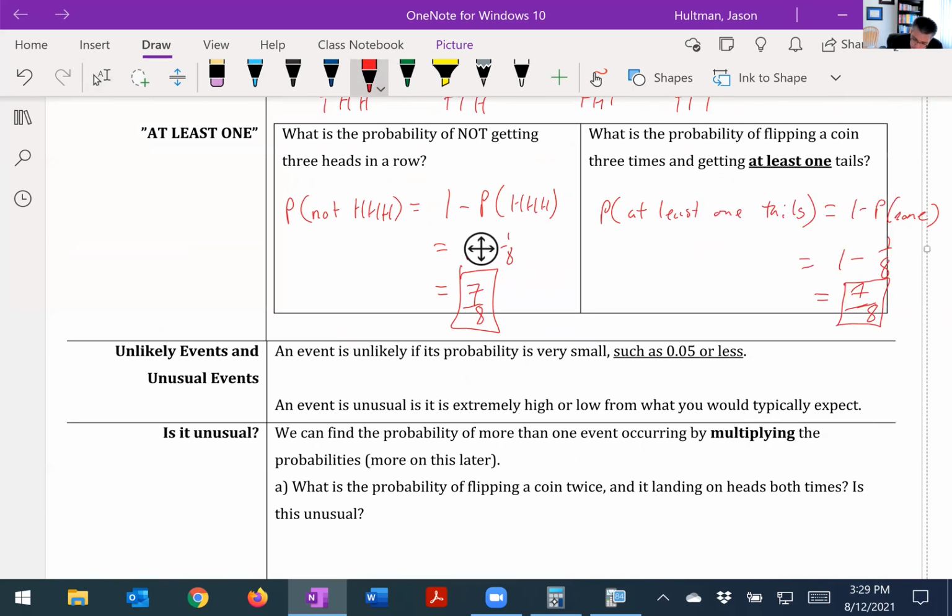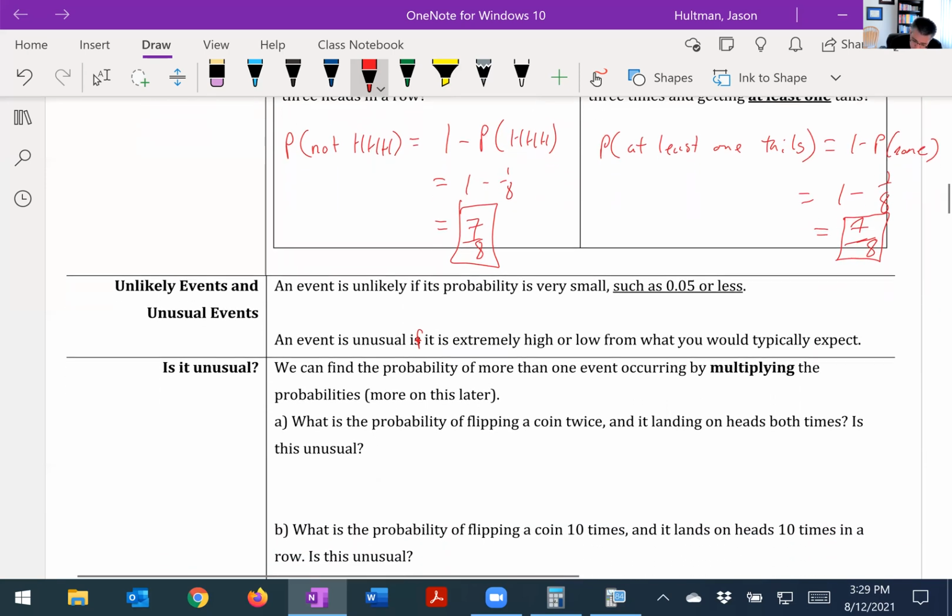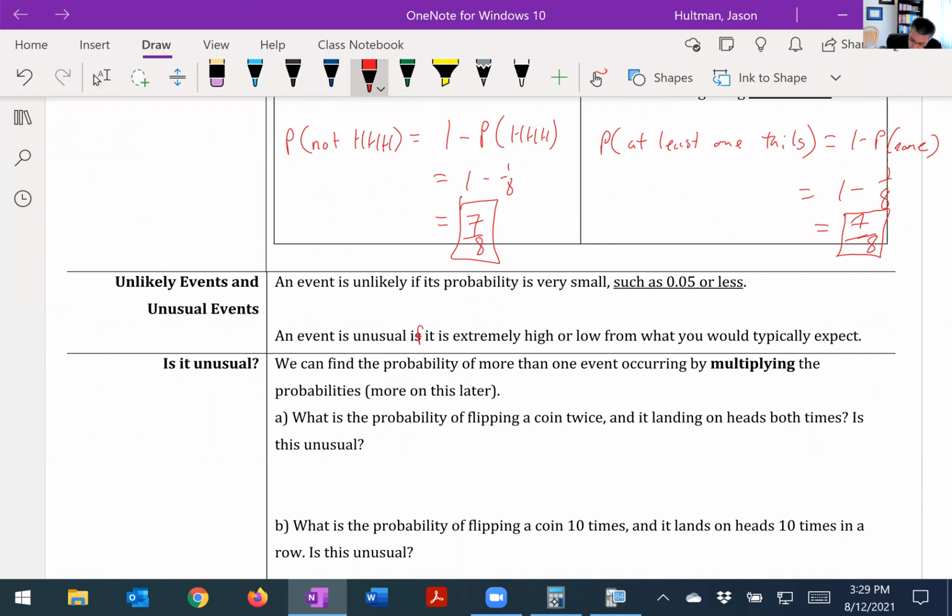Okay, an event is unlikely if its probability is very small, such as 0.05 or less. An event is unusual, I should say, if it is extremely high or low from what you would typically expect. We can find the probability of more than one event occurring by multiplying the probabilities. More on this later. What is the probability of flipping a coin twice and it landing on heads both times? Is this unusual?